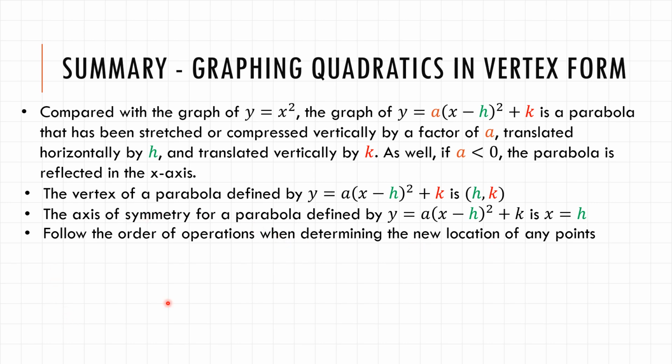To find the new location for any point, all you have to do is follow the order of operations. So you're going to start off with a point. You will add h to the x value. To the y value, you will multiply it by a and add k, and that will be your new point.